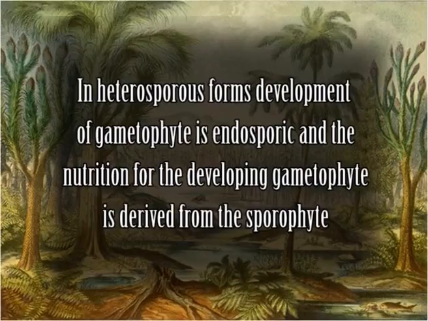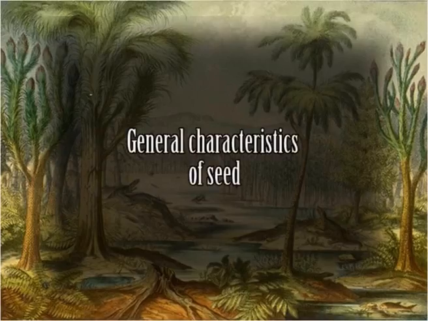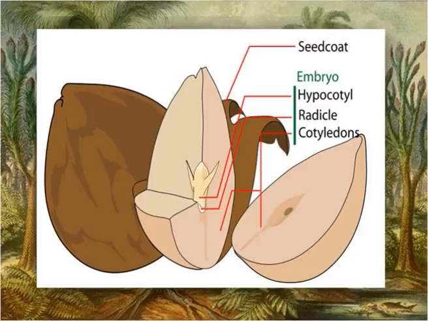The biological significance of heterospory is that in heterosporous forms, development of gametophyte is endosporic and the nutrition for the developing gametophyte is derived from the sporophyte. Hence, the development of gametophyte is not affected by ecological factors as in case of independently growing gametophytes. Now, let us discuss the general characteristics of seed. A seed consists of an embryo, stored food and a seed coat.